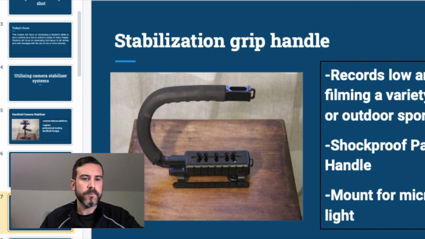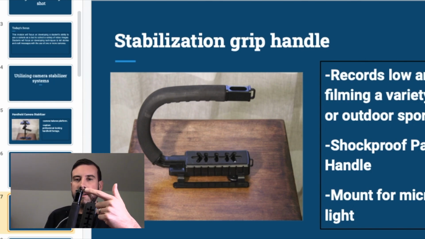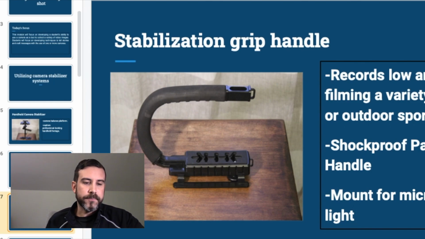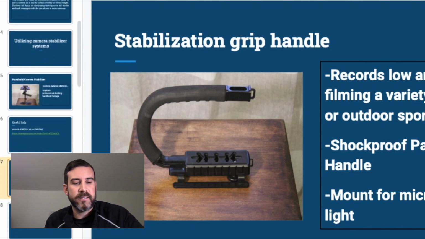So the reason why we use this is it's shockproof, right? It's not going to allow our camera to shake very much. It's got a nice mount for a light or a microphone if you want to put one on here. It's just a really good piece of equipment for stabilizing your camera.